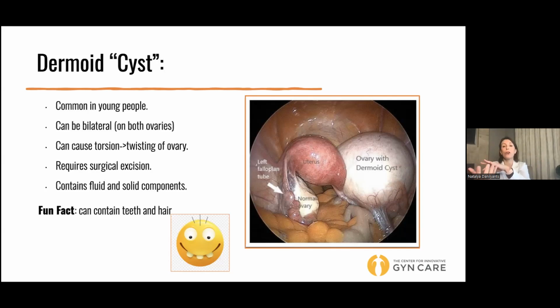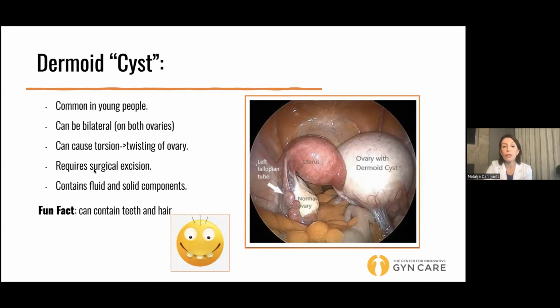But because it's large, it sometimes gets stuck in that twisted position. The twisting will cut off its blood supply. So it's very common with dermoids to present as a torsion. You may not know that you have a dermoid cyst, and then all of a sudden you have pain, you go to the ER, they do an ultrasound, they say, oh, you have a twisted ovary, and this is probably due to the dermoid. It requires surgical excision.